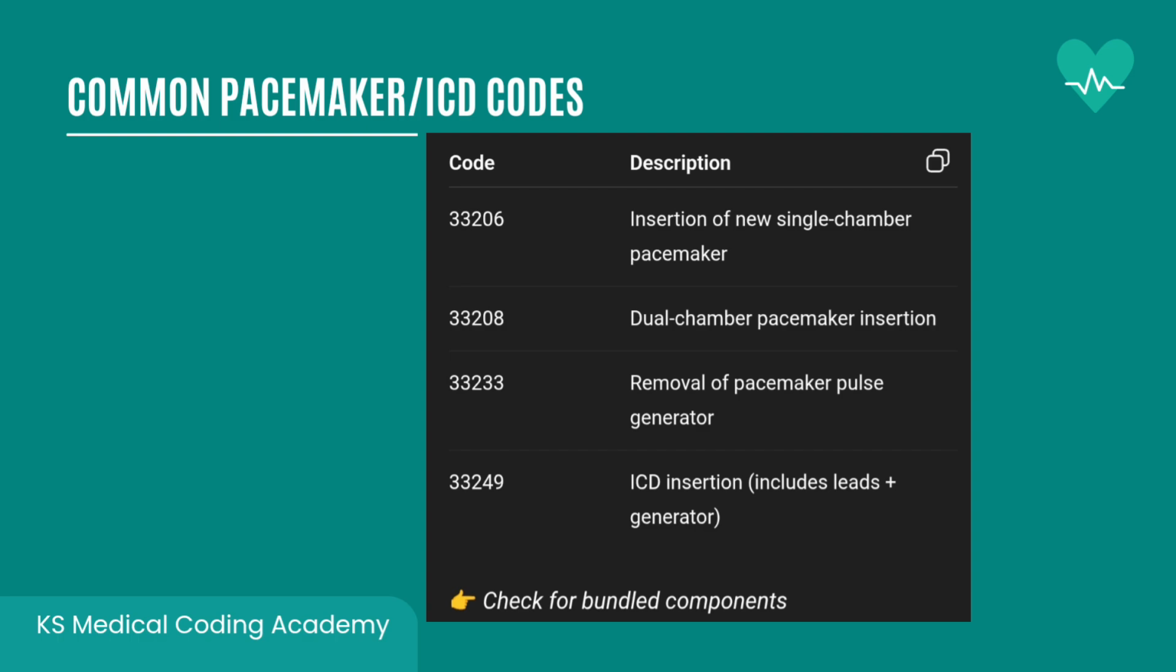Common pacemaker, ICD codes. Let's review key codes. 33206 is insertion of a single chamber pacemaker. 33208 is for a dual chamber system. 33233 is for removal of a pulse generator. 33249 is used when inserting a defibrillator system with leads. Always check for bundled components in these codes.